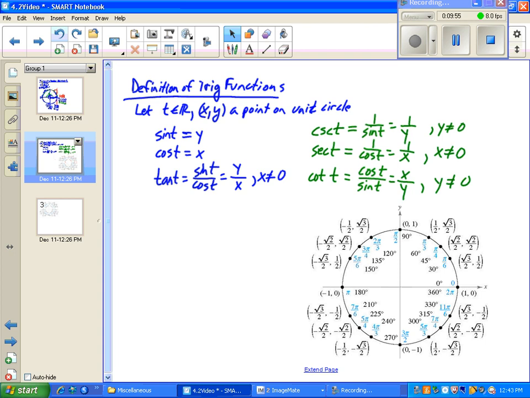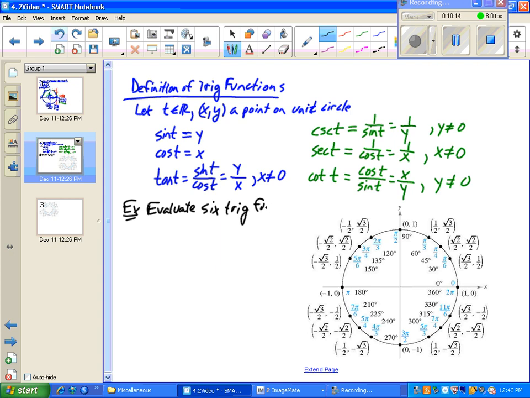So we've just defined the sine of t to be y, cosine of t to be x, and so on, right? So you can evaluate the 6 trig functions for, let's do t being, how about 2 pi thirds? Take that 2 pi thirds, okay?